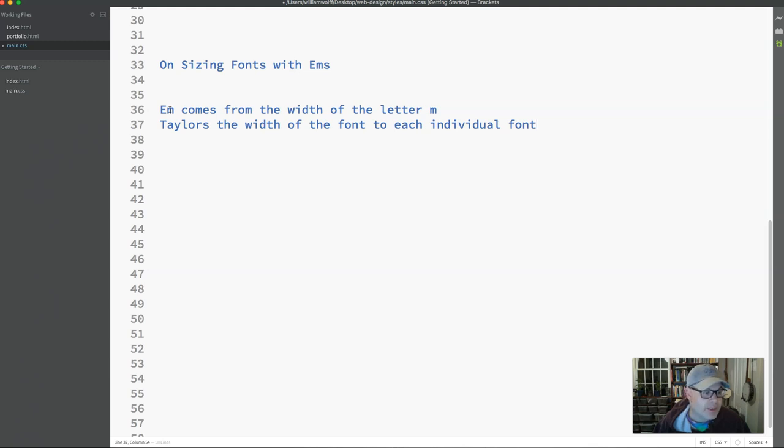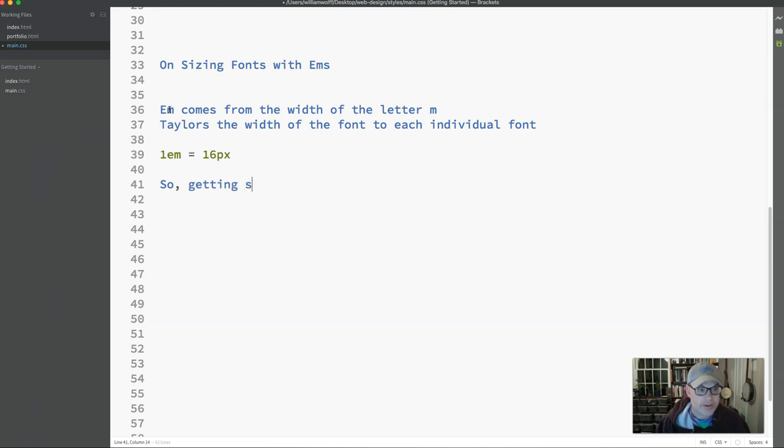So an EM for Arial is going to be a little bit different than an EM for Helvetica or Times New Roman. And this is great because it gives designers a more exacting sizing ability and design for their fonts. Now, generally speaking, one EM is equal to 16 pixels. This is important to understand because we're used to working with pixels. We're not used to working with EMs. So we always need to know what the target pixel is.